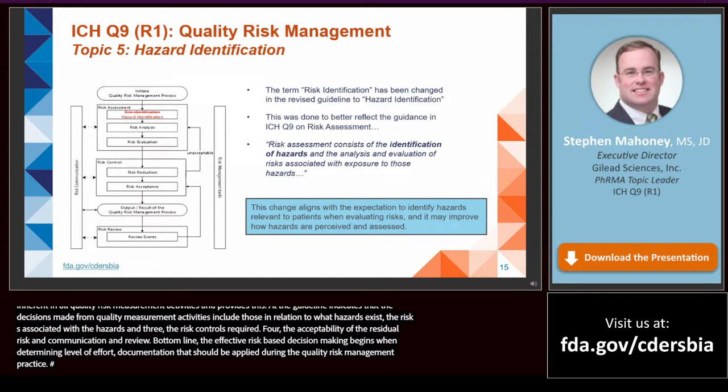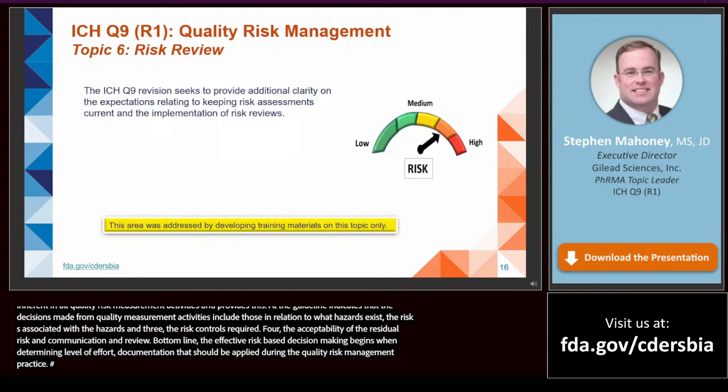The figure in ICH Q9 on the left depicting the QRM process was also changed to replace risk identification with hazard identification. And as you can see in the blue box, the change aligns with the expectation to identify hazards relevant to patients when evaluating risks, and it may improve how hazards are perceived and assessed.